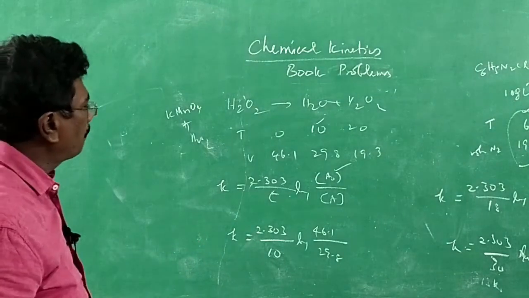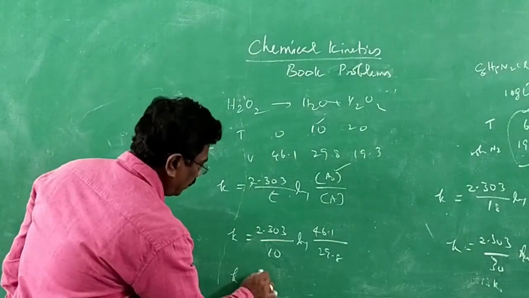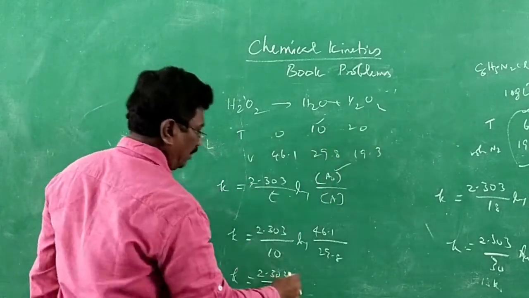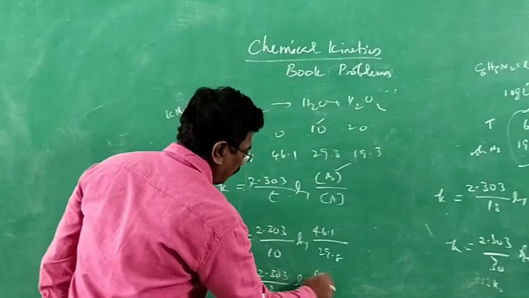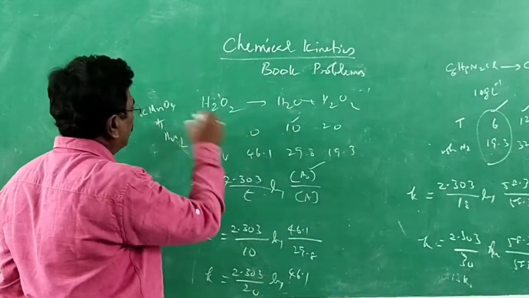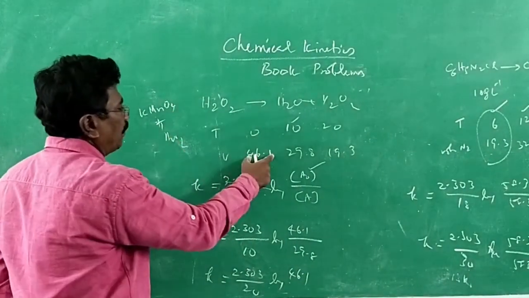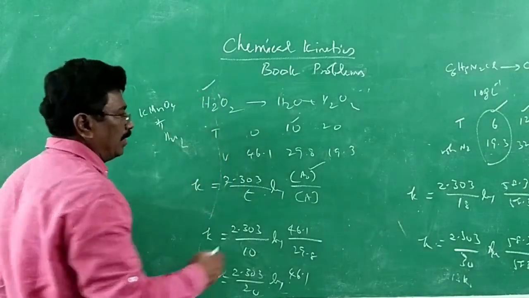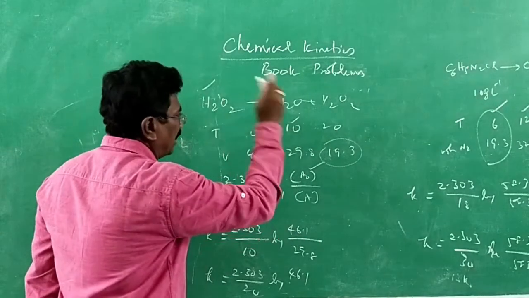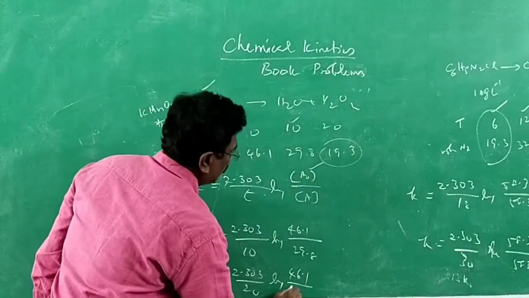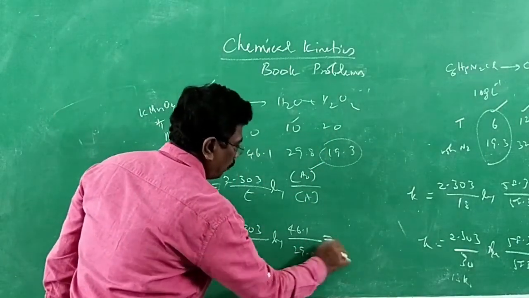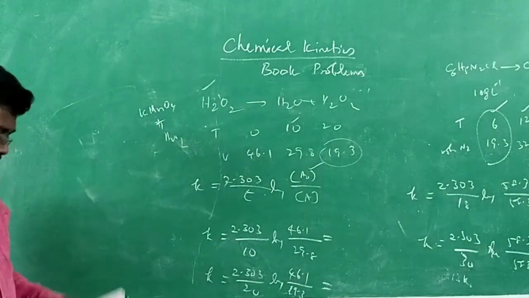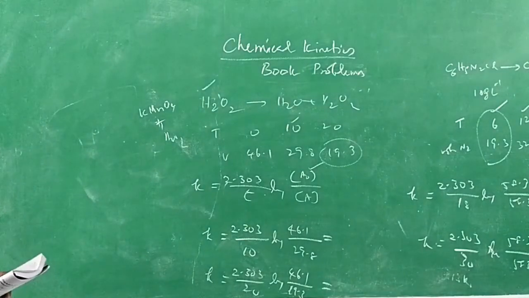All right. What is at 20 minutes? k is equal to 2.303 by 20 minutes, at 20 minutes log. What is the initial concentration? 46.1. At the start of the reaction, the volume of KMnO4 required is 46.1. It corresponds to concentration of hydrogen peroxide at the start of the reaction. It corresponds to volume of hydrogen peroxide at time t, that is 20 minutes, which is equal to 19.8. You'll be getting 1 k value. The average will give the rate constant. All right. This is how we solve the sums.